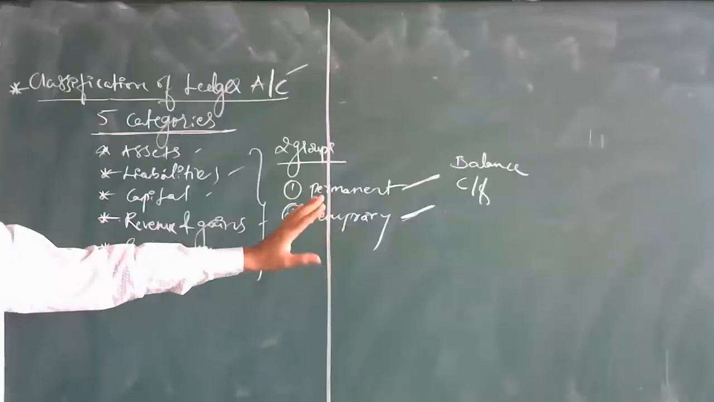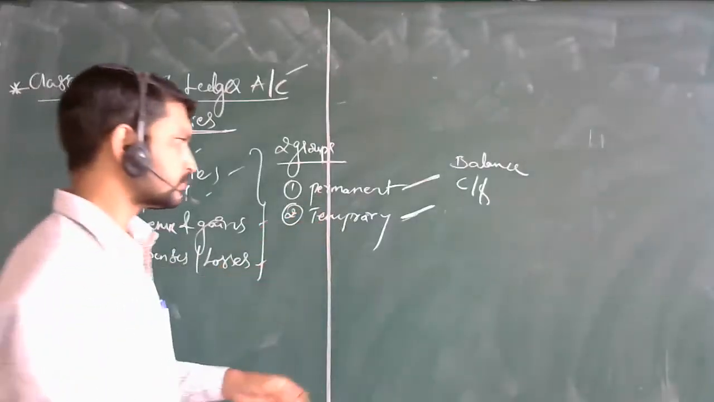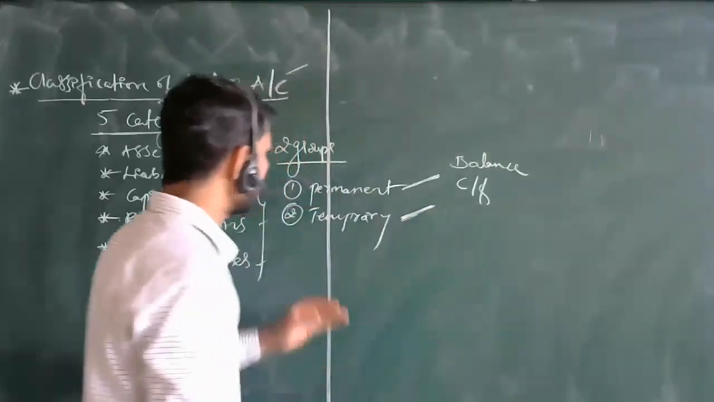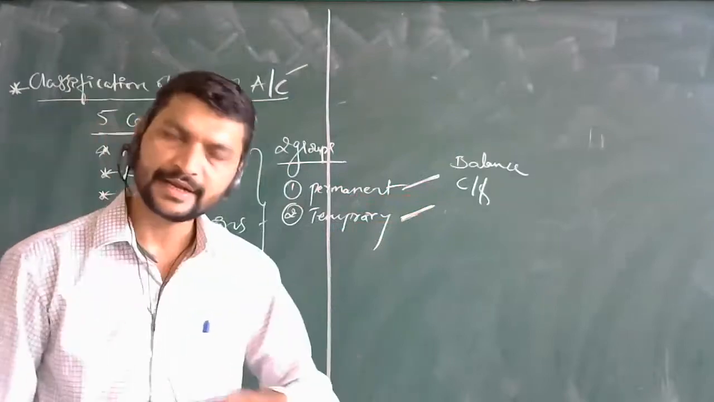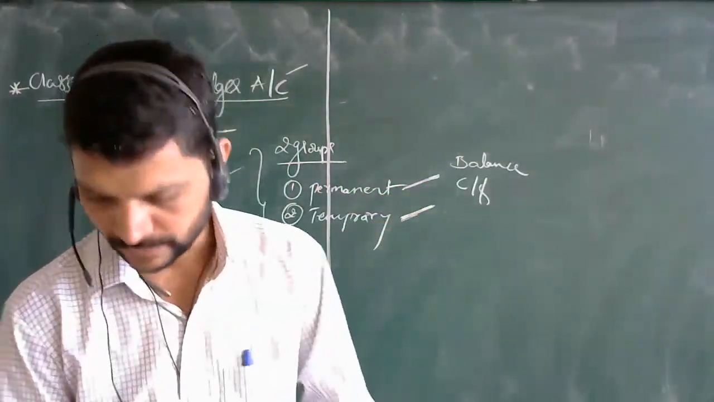So these are the things of the two accounts. The groups we have made: one is carried forward, and the other will be ended in a specific period of time.